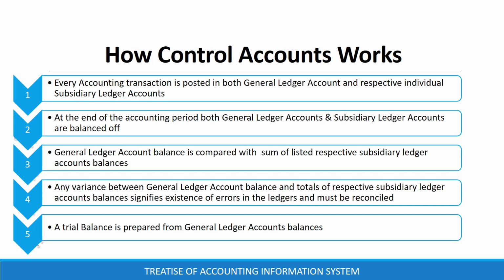At the end of an accounting period, both general ledger accounts and subsidiary ledger accounts are balanced off. The general ledger account balance is compared with the sum of the listed respective subsidiary ledger account balances. Any variance between the general ledger account balance and the totals of the respective subsidiary ledger account balances signifies existence of errors in the ledgers and must be reconciled. Finally, a trial balance is prepared from the general ledger account balances.